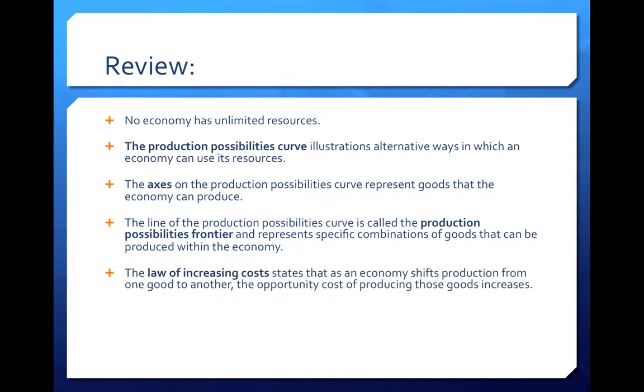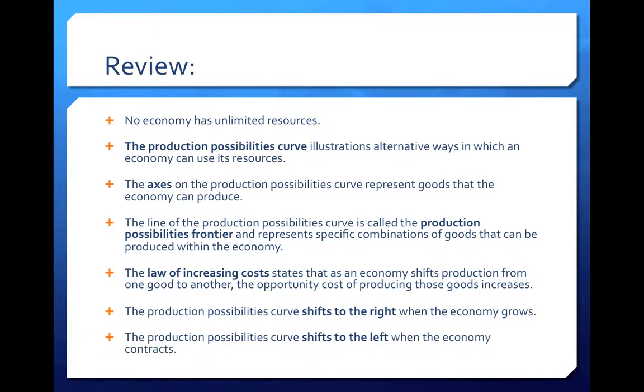And the law of increasing costs states that as an economy shifts production from one good to another, the opportunity cost of producing those goods increases. And the production possibility curve will shift to the right when the economy grows. And the production possibility curve shifts to the left when the economy contracts.